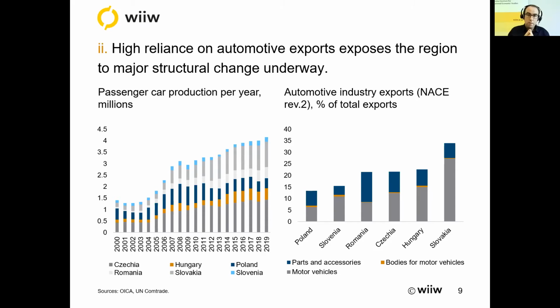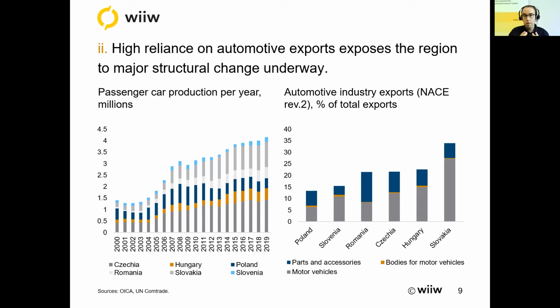The second key pressure point, as I've termed it here, and it's very much linked to the first, is the high reliance on automotive exports. And this, we think, is not really changing. It's not changing fast enough anyway. And it exposes the region to a major structural change underway, which we all know in the automotive industry, things are changing. Combustion engines are on their way out, and Central and Eastern Europe is extremely vulnerable to this. And especially the 4 Visegrad countries, including Hungary, Slovenia and Romania, these 6.